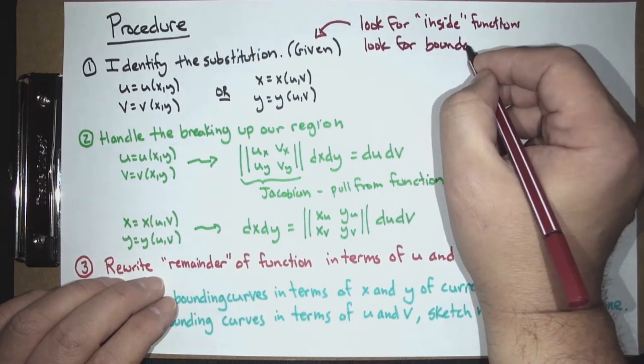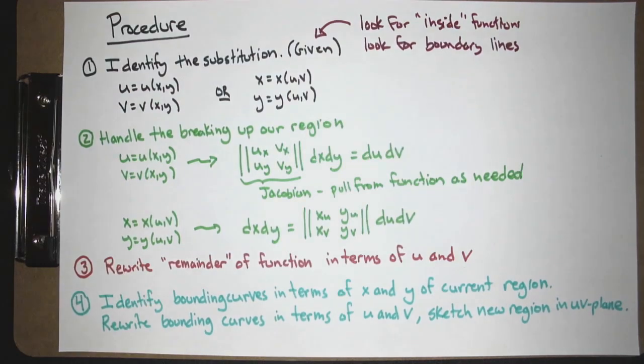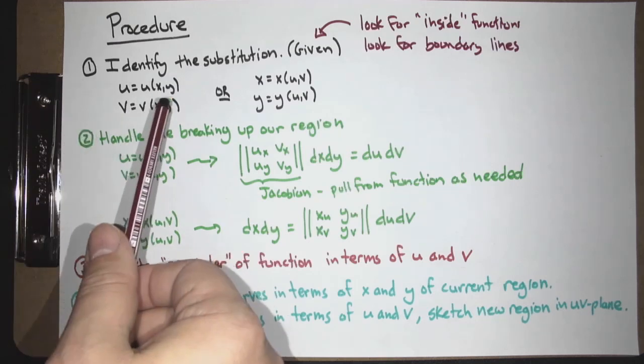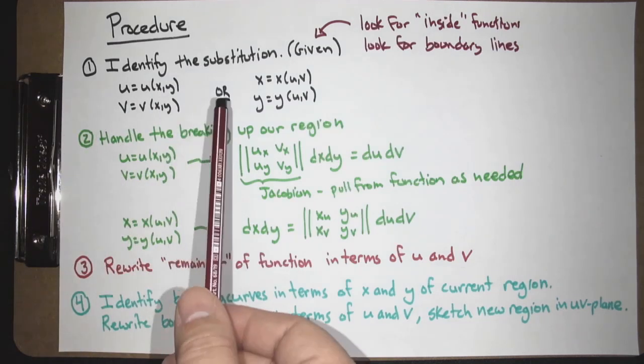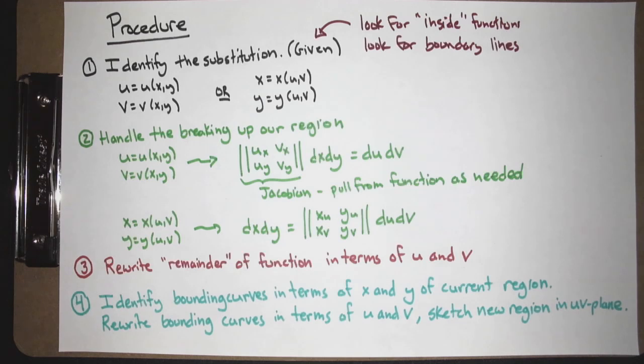Or just boundary. So essentially the goal of any time we do a substitution is to make things easier. Either we're making the function easier or we're making the region easier. So they might say, here we have this integral in terms of x and y. We want you to rewrite in terms of u and v. They might say u is a function of x and y, v is a function of x and y. They might say x is a function of u and v, or y is a function of u and v.